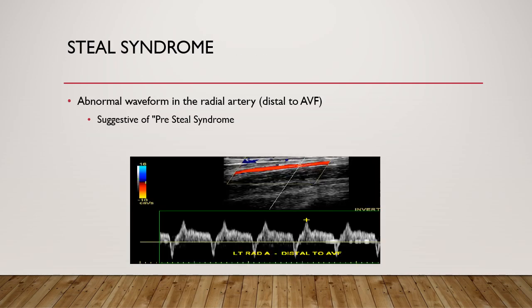Here in this image, you can see an abnormal waveform in the radial artery, which is distal to the arteriovenous fistula, the AVF. And looking at this waveform, you can see that this is suggestive of a pre-steal syndrome in this patient. This patient had a brachiocephalic fistula, and this is distal to that fistula. You see this sort of waveform. And in this patient, when the fistula is compressed, the waveform would usually go back to a normal radial artery signal.